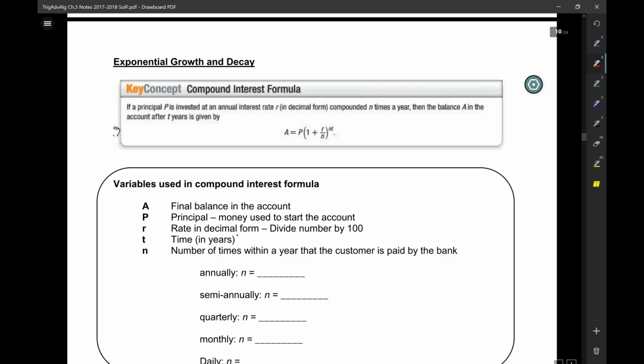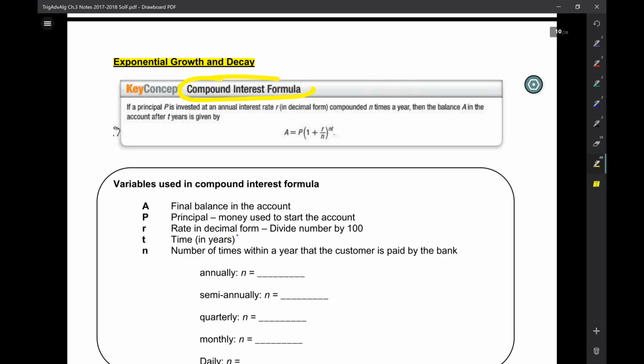So let's do this. All right, so we're going to talk about exponential growth and decay. Basically, this lesson is about the applications in real life of exponential functions. First thing we're going to talk about is compound interest. When we're talking about compound interest, it has to be in reference to a bank account, right?